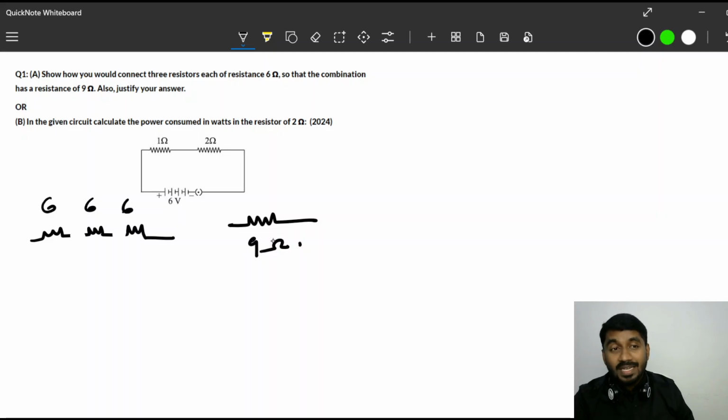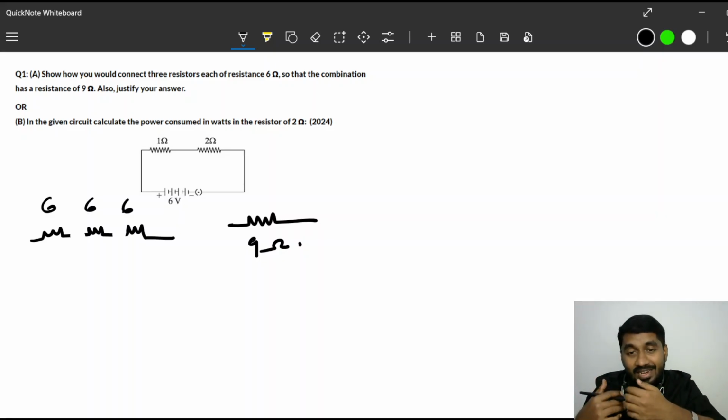Justify your answer. First of all, 9 ohm is greater than the given value 6 ohm, so we can connect in series. But if you are connecting these 3 in series, the answer will be 6 into 3, 18. We don't want that answer. So again, series should be there, parallel should be there. So 18 is the answer, but we need a 9 ohm, so parallel also should be there.